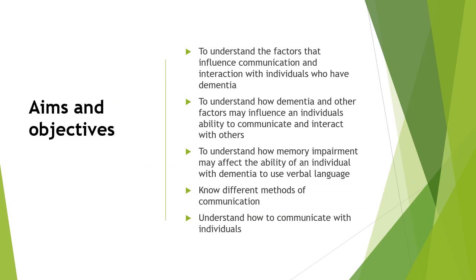And that brings us to the end of the session, and I'm just going to run through the aims and objectives again. Now you've completed the session, you should be able to understand the factors that influence communication and interaction with individuals who have dementia, to understand how dementia and other factors may influence an individual's ability to communicate and interact with others, to understand how memory impairment may affect the ability of an individual with dementia to use verbal language, know different methods of communication, and understand how to communicate with individuals.